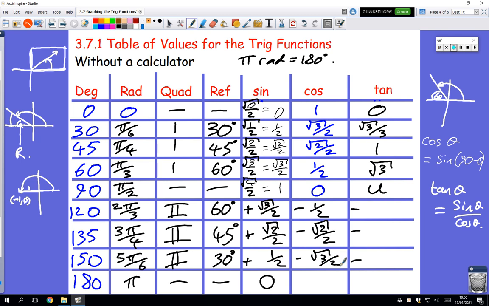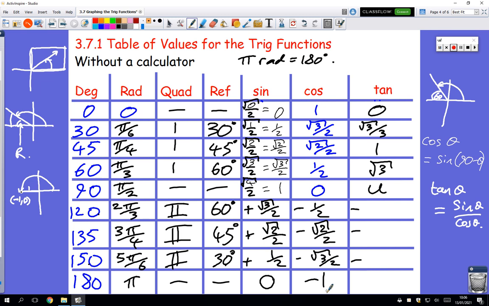And again, look at cosine of 180. Cosine is defined as x over r. There's a point on the terminal side of 180. The x coordinate is negative 1, and r is 1 unit, the absolute value, from the origin. So cosine of 180 is negative 1 over 1. That's negative 1.